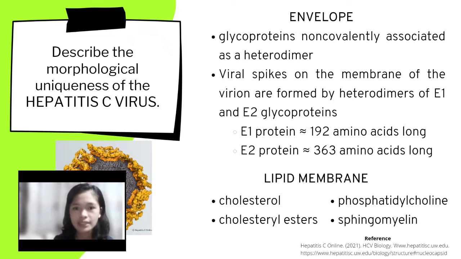The HCV envelope consists of the E1 and E2 glycoproteins non-covalently associated as a heterodimer. This E1 or E2 glycoprotein heterodimer is embedded in the host-derived lipid membrane and together forms the HCV envelope. The envelope proteins play a role in host receptor binding, endosome lipid membrane fusion, and assembly. The E1 protein is approximately 192 amino acids long, and the E2 protein is approximately 363 amino acids long, while the host-derived lipid membrane component of the envelope is composed primarily of cholesterol, cholesterol esters, phosphatidylcholine, and sphingomyelin.